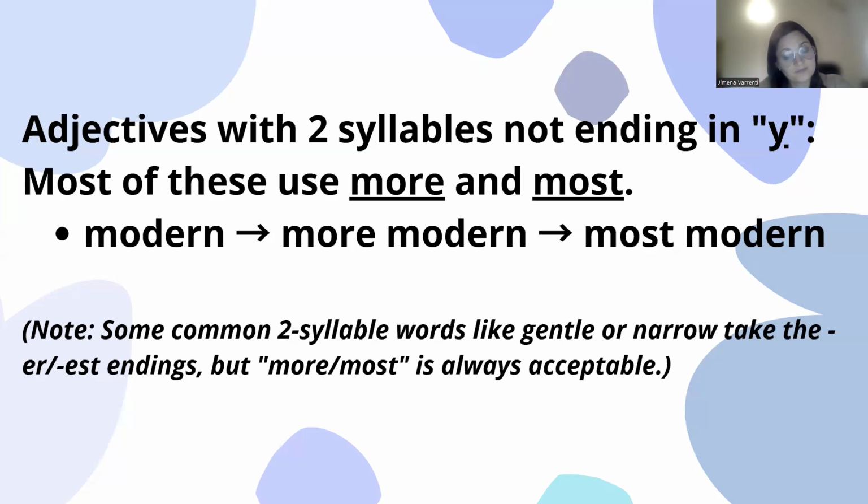Now, pay attention and bear this in mind because some common two-syllable words like gentle or narrow take the er or est endings, but more and most is always acceptable, okay?